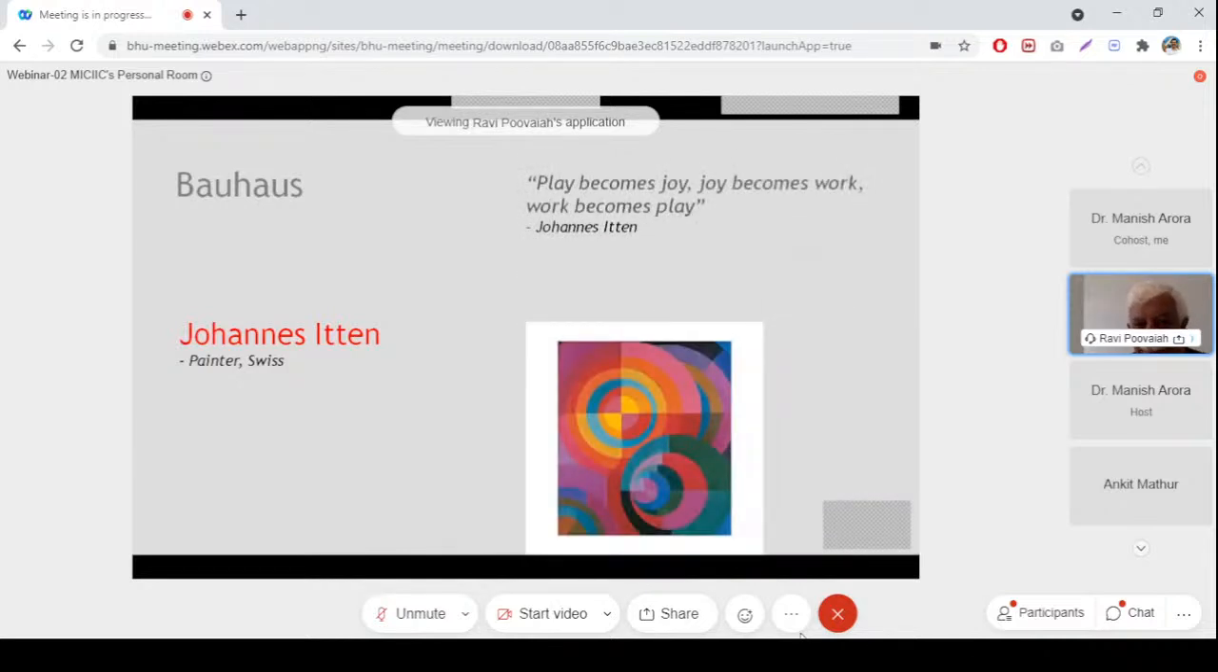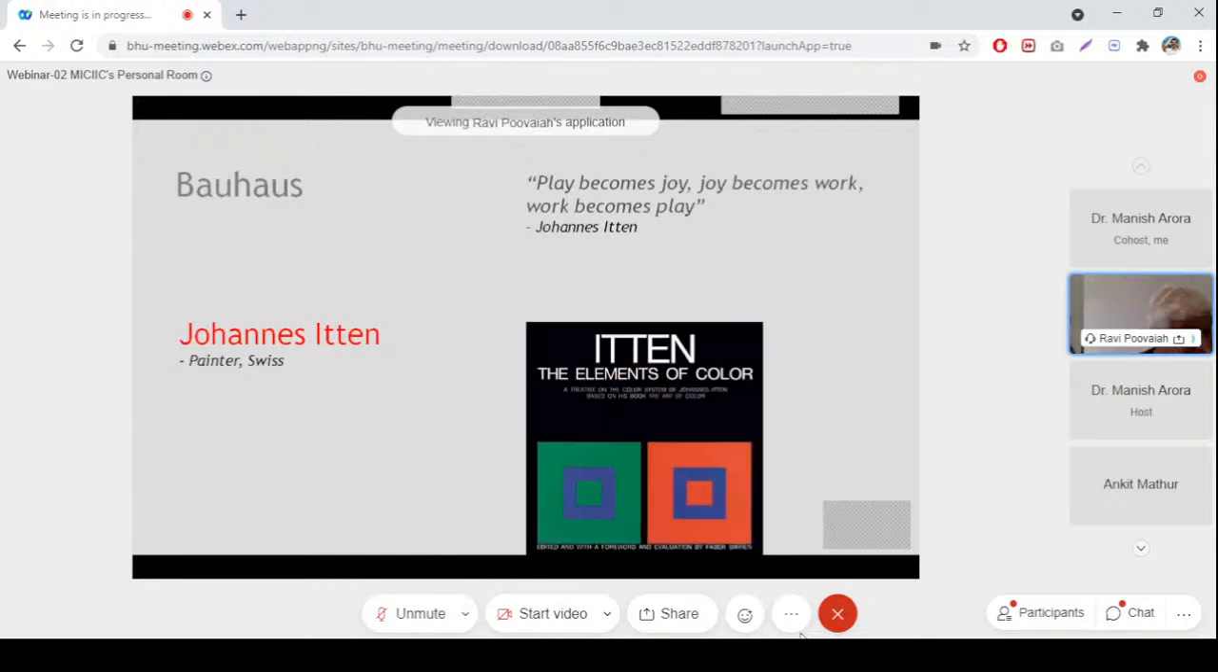He was a painter, so if he was talking about color, he used to experiment with color. "Play becomes joy, joy becomes work, work becomes play." Again, a very nice statement saying that you have to learn to experience and enjoy what you're trying to do. If there is no joy in that, it will show in the work that you finally produce. He wrote a book on color, which is still a classic book on color.